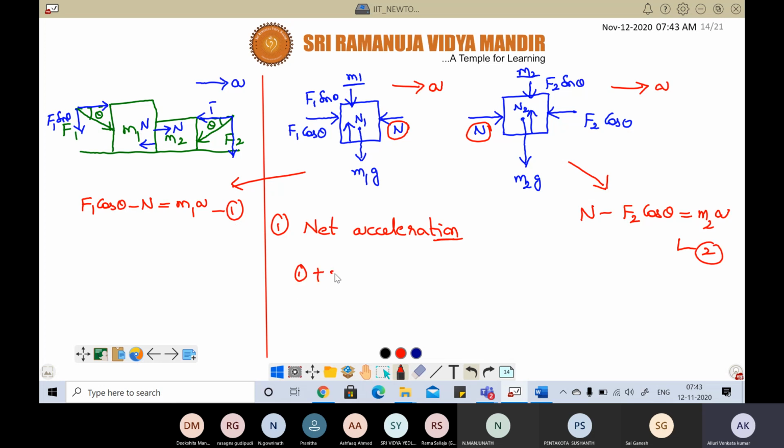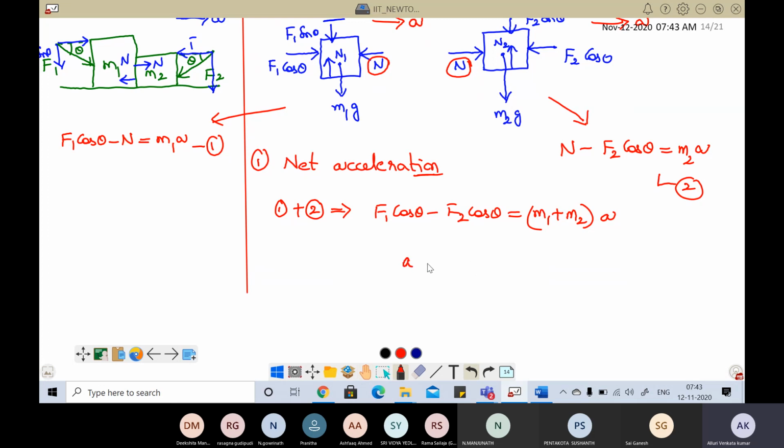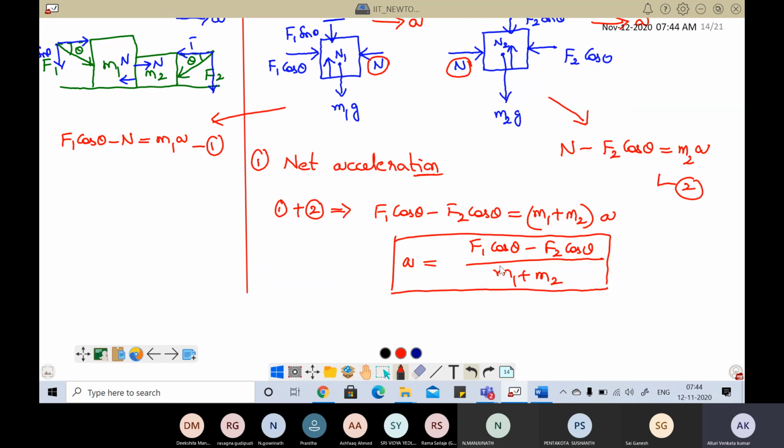So when you add these two equations, 1 plus 2, N will get cancelled. So F1 cos theta minus F2 cos theta is equal to M1 plus M2 times A, which implies acceleration A is equal to F1 cos theta minus F2 cos theta divided by M1 plus M2. So first thing is you have to calculate this one. Then after that, we can take either equation 1 or equation 2.